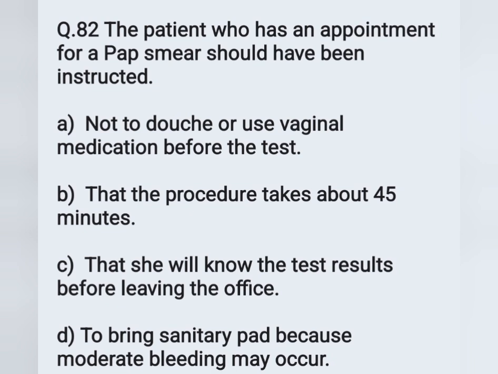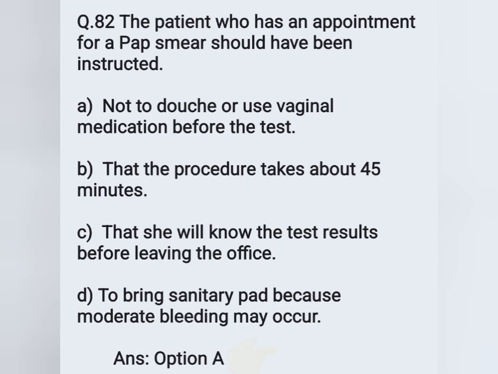Pap smear is one of the screening tests for cervical cancer. It is a very simple procedure, so it will not take 45 minutes. So option B is wrong. And for option C, the result will come after 3 to 5 days. And also there is no need to use sanitary pads. So the correct answer will be option A, not to douche or use vaginal medication before the test. Option A is the correct answer. Then only it will be accurate.